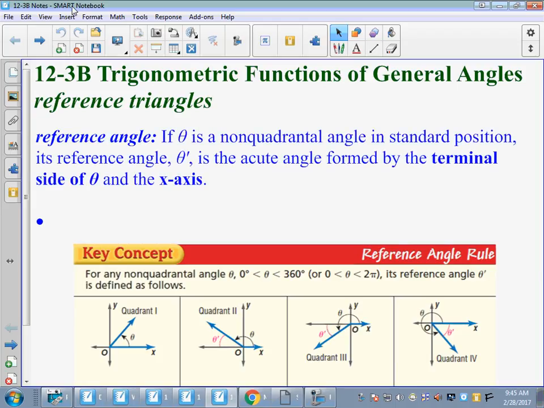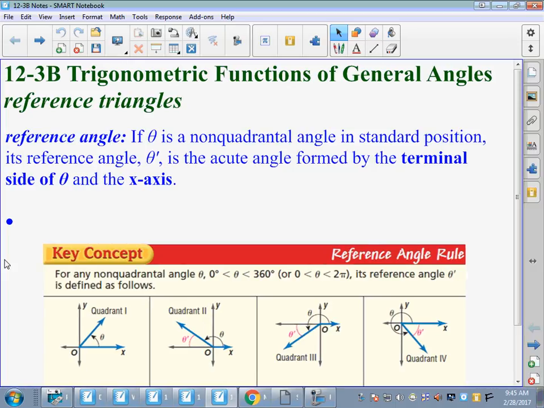A reference triangle, or reference angle, is the theta prime that I mentioned earlier. It's the acute angle formed by the terminal side of theta and the x-axis. So it just gives it a formal name.